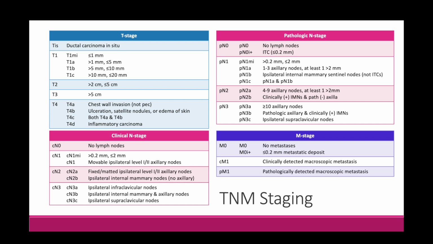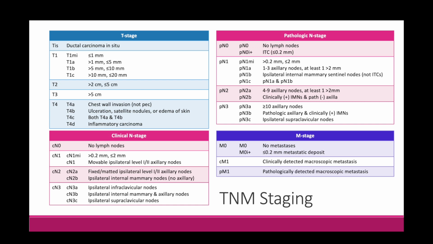Now, finally, that brings us to the M stage. So M stage is easy. cM1 is a clinically detected macroscopic metastasis, and pM1 is if we have a pathologically detected macroscopic metastasis. There is M0(i+) if you have, think of it like, isolated tumor cells somewhere else besides the breast or regional lymph nodes, so like a less than 0.2 millimeter metastatic deposit. But really, M1 is if you have a metastasis anywhere outside of those regional lymph nodes, and cM1 is clinically detected, pM1 is pathologically detected.